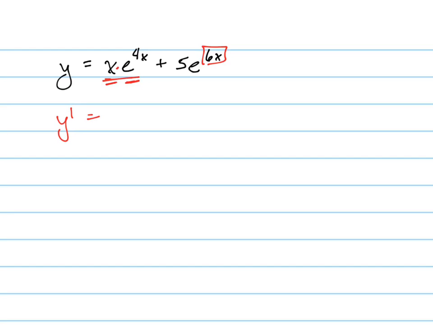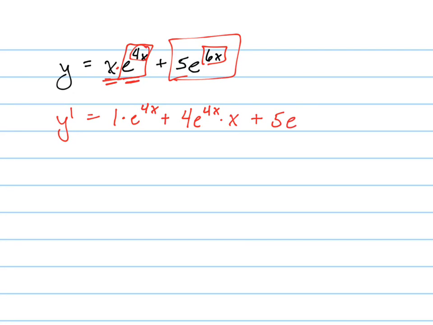Here we have to use the product rule, but also we have to use the chain rule because we have a function inside a function. So the product rule says the derivative of the first, which is 1, times the second, plus the derivative of the second, which is 4e to the 4x, times the first. Plus the derivative of this would just be 5 times e to the 6x times the derivative of that function, which is 6.